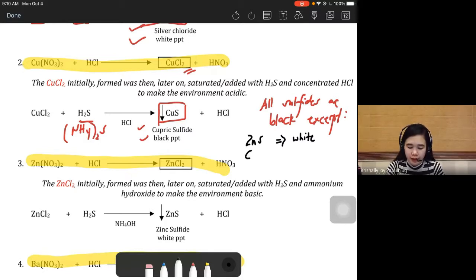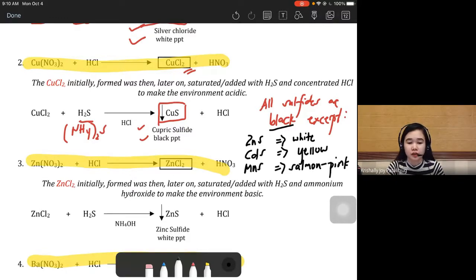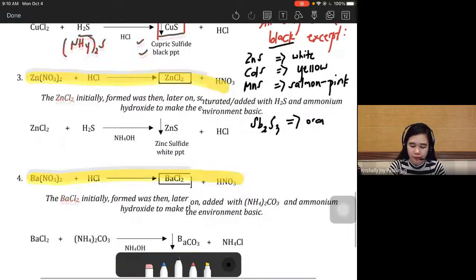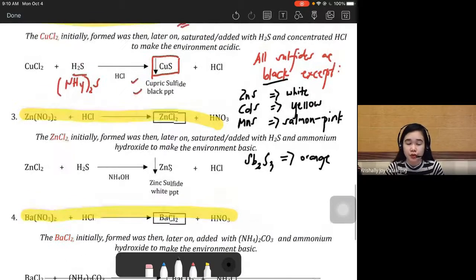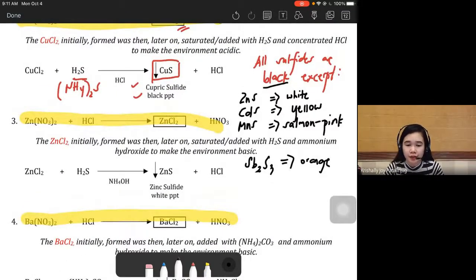Another, we have the cadmium sulfide. Ito naman, a yellow sulfide. Then we also have manganese sulfide, this is salmon pink. Then we also have antimony sulfide. Ito naman kulay orange. So please take note of the exceptions. All sulfides are color black except the following: zinc sulfide, cadmium sulfide, manganese sulfide.